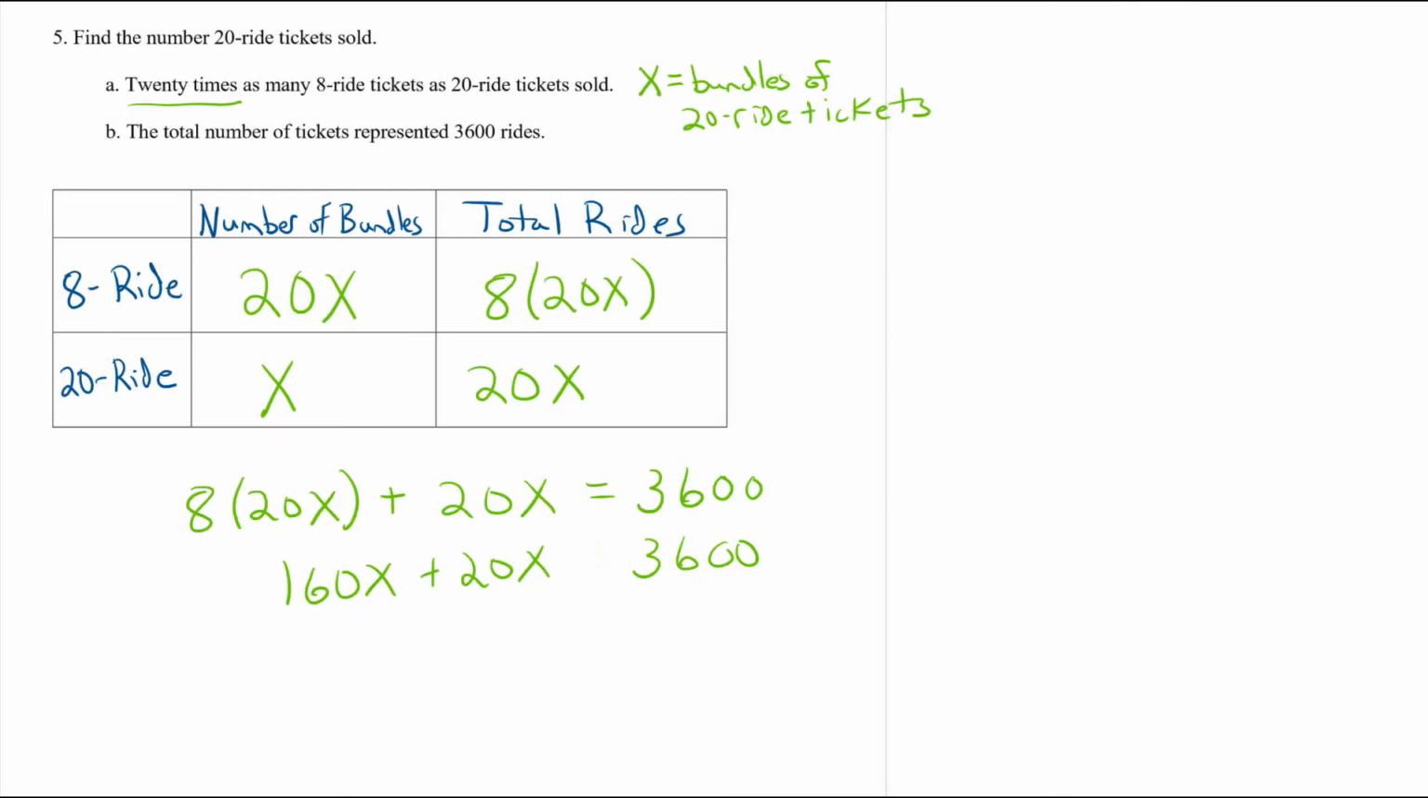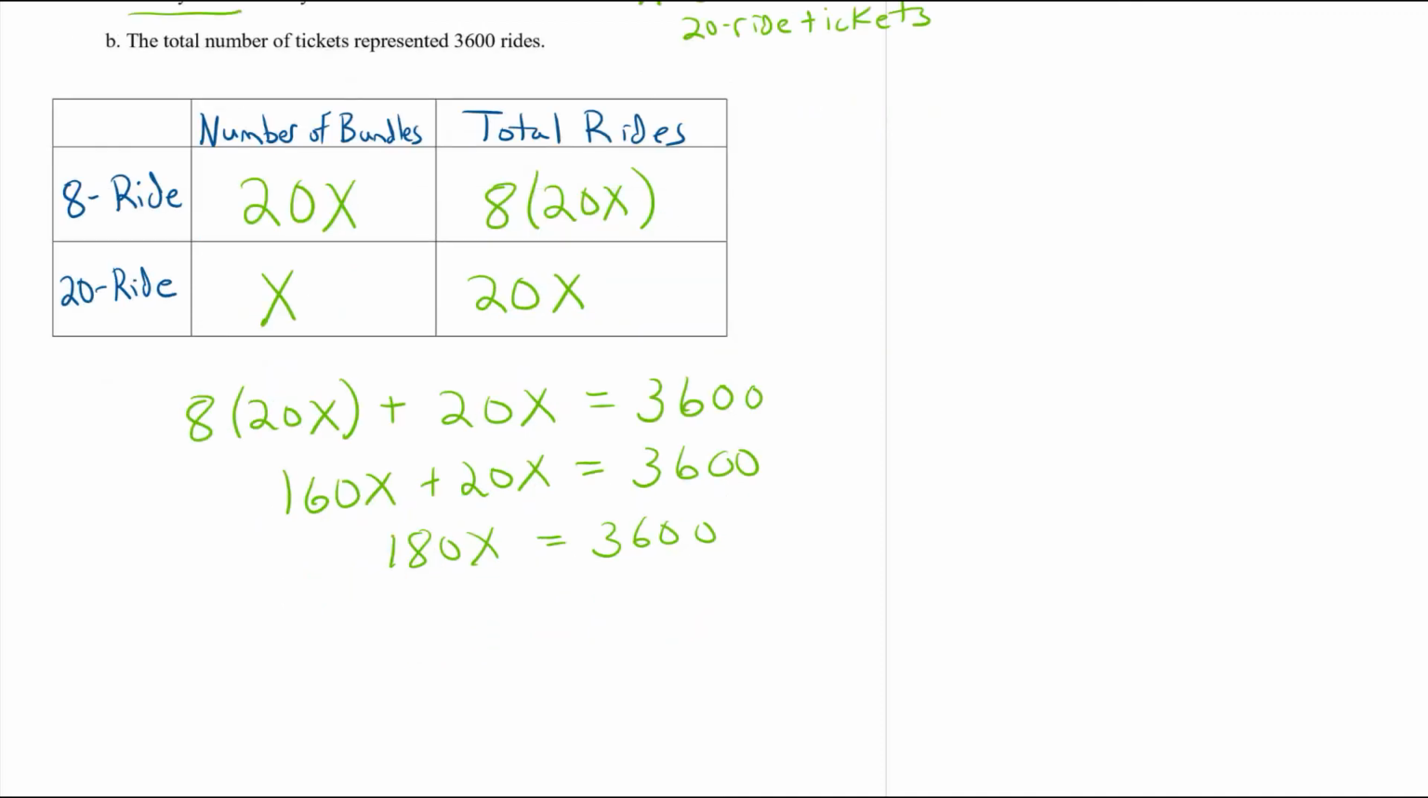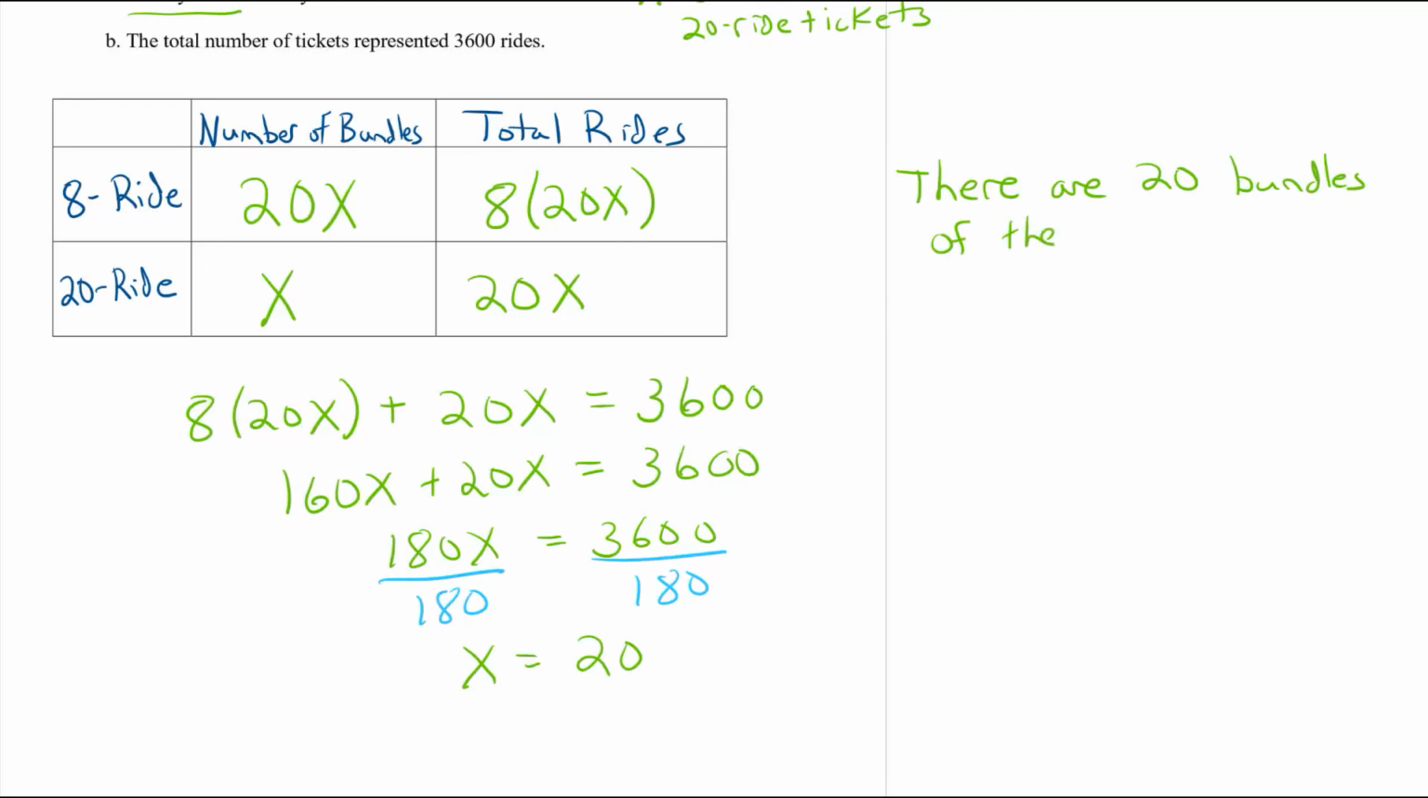And then when we combine our like terms, we have 180x equals 3,600. Divide both sides by 180. And that will give us our 20 ride tickets, which happens to also be 20. So our answer will be, there are 20 bundles of the 20 ride tickets. Confusing when we end up with the same number, but that's coincidental.